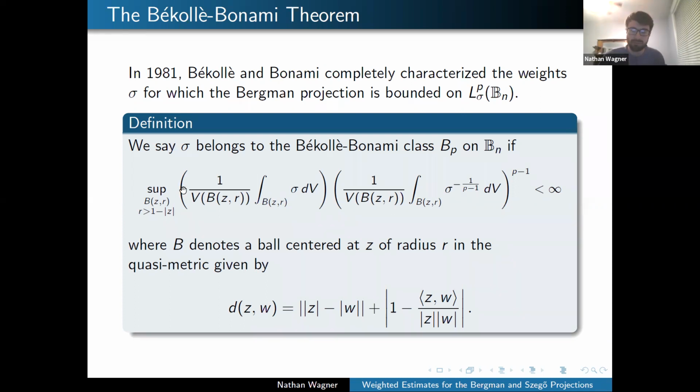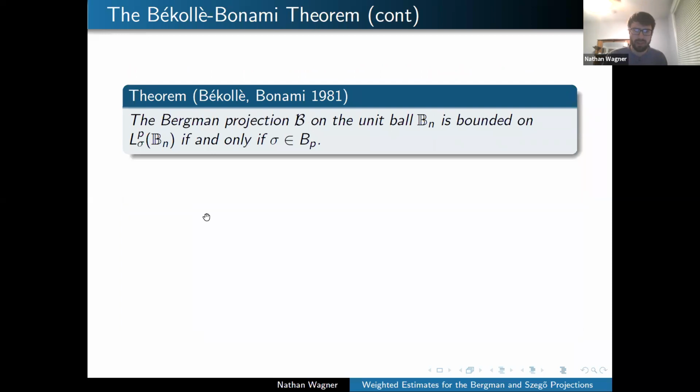You only take the supremum over balls that touch the boundary. So the radius is bigger than 1 minus mod z. 1 minus mod z is the distance to the boundary. So these are quasi balls that meet the boundary. And so this is kind of like the AP condition, but with a twist. You're only really caring about the behavior of the weight at the boundary somehow. And Bekolle-Bonami's main result is that these weights characterize the boundedness of the Bergman projection on weighted LP.